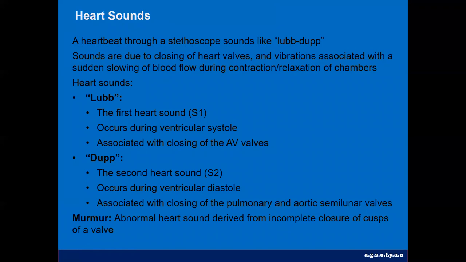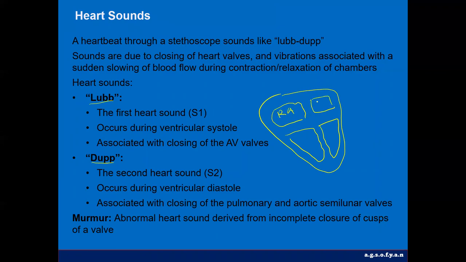Now we're going to learn a little bit about the heart sound. Usually if you listen to the heart beating, you will hear the lub-dub sound, lub-dub. Where is the lub and dub sound coming from? If we go back to the heart structure, it has four chambers. The two chambers on the top are called the atria, right atrium and left atrium. The two chambers at the bottom are the right ventricle and left ventricle.